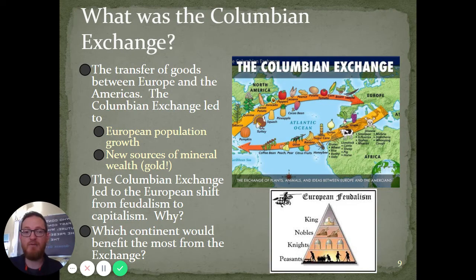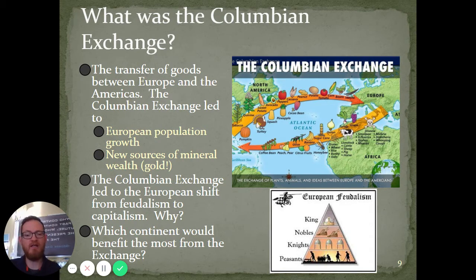So the Columbian Exchange would be important because it would lead to a European population growth. Because, again, you're having more food coming in. People can have somewhat healthier diets, so that leads to a population growth. Also, new sources of mineral wealth, such as gold, which you're going to see with the Spanish. That would be really, really big with them.